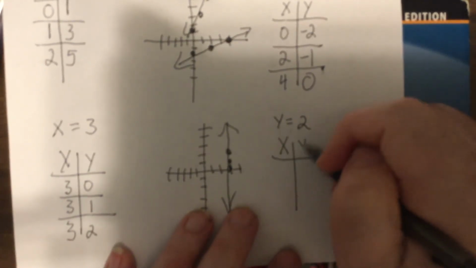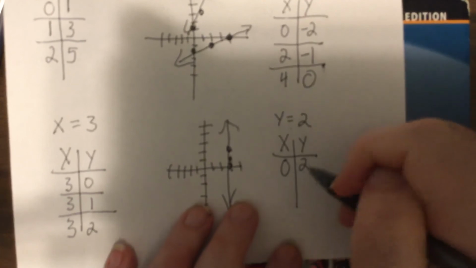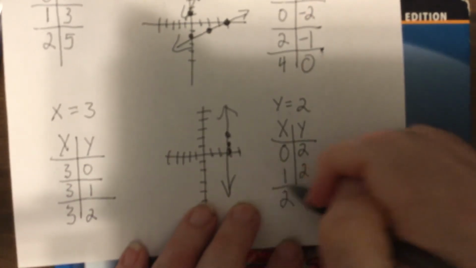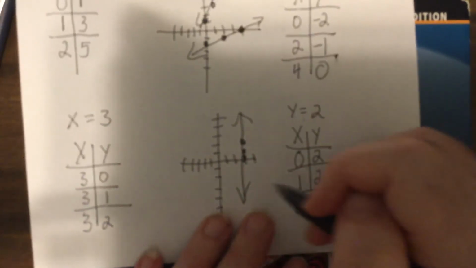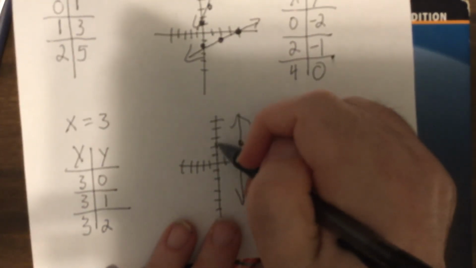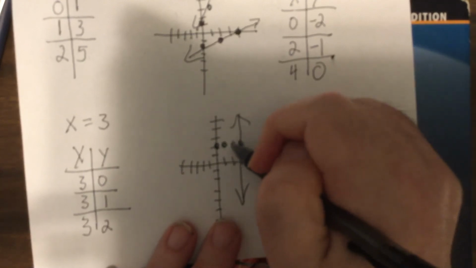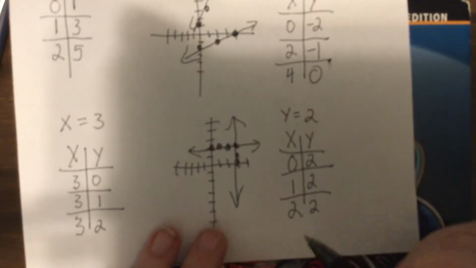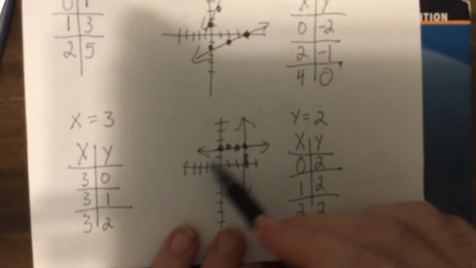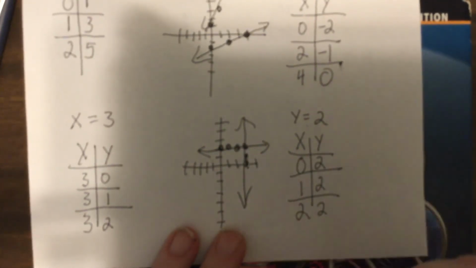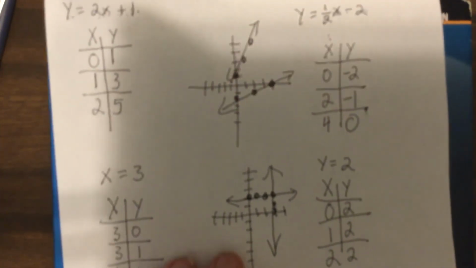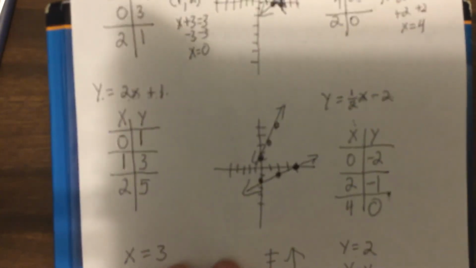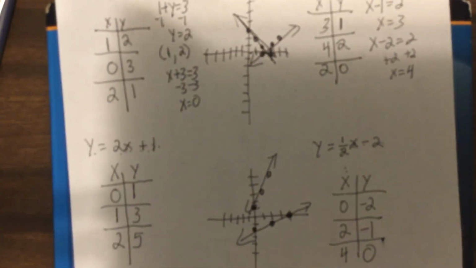Well, y equals 2 means that y has to be 2. So x can be anything you want it to be, just as long as y is 2. So we have (0, 2), (1, 2), (2, 2), and that would be called a horizontal line because it's going straight left, right. So that's graphing by finding ordered pairs. So, okay, next we'll be doing graphing by finding intercepts.